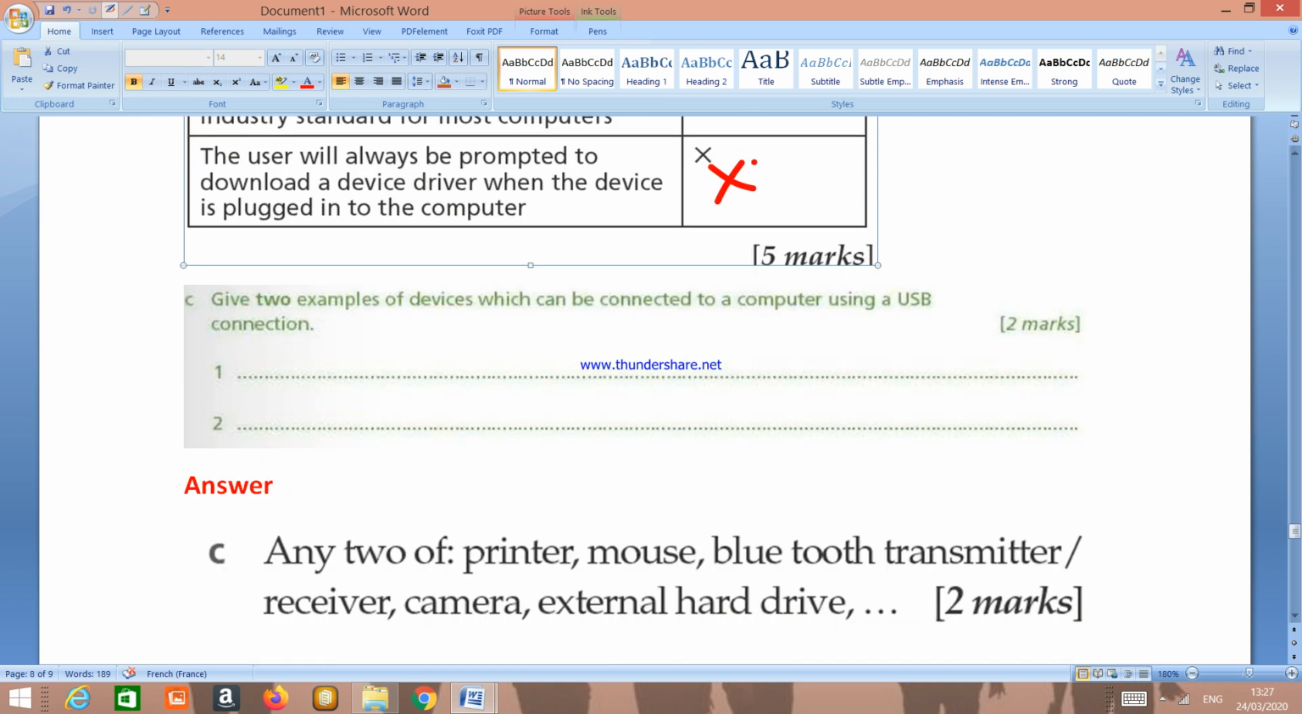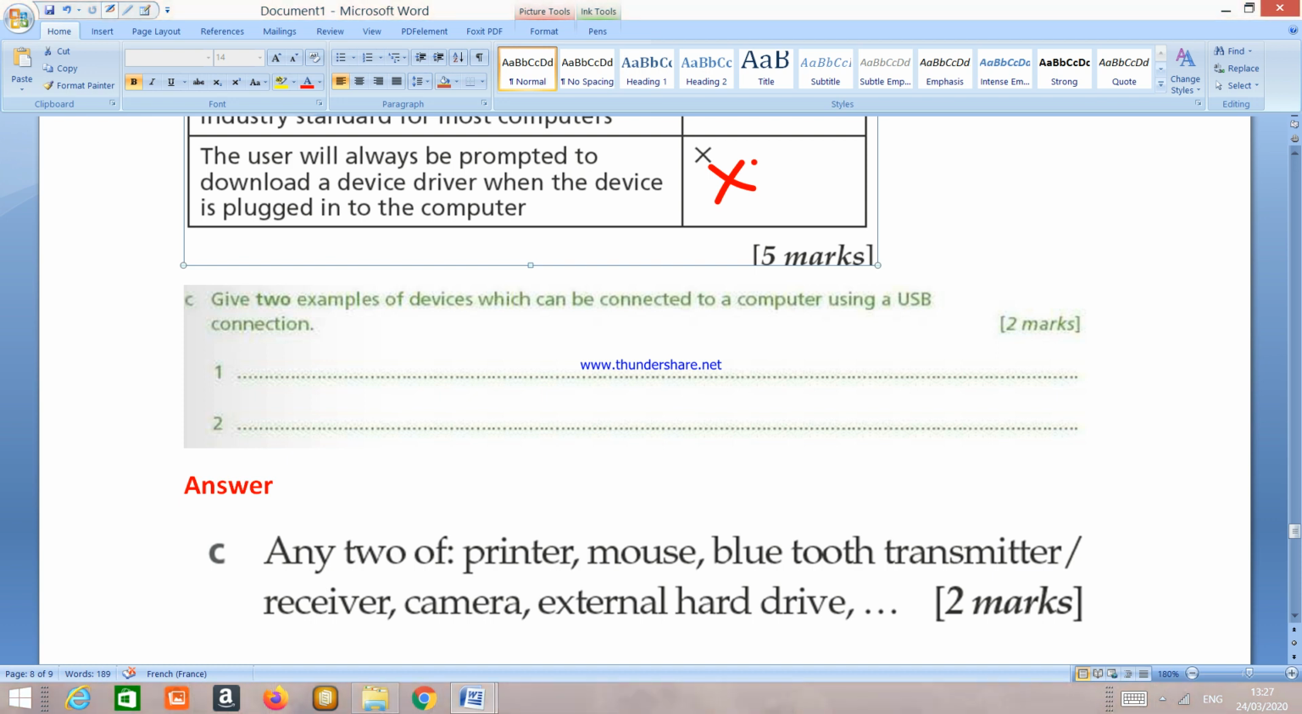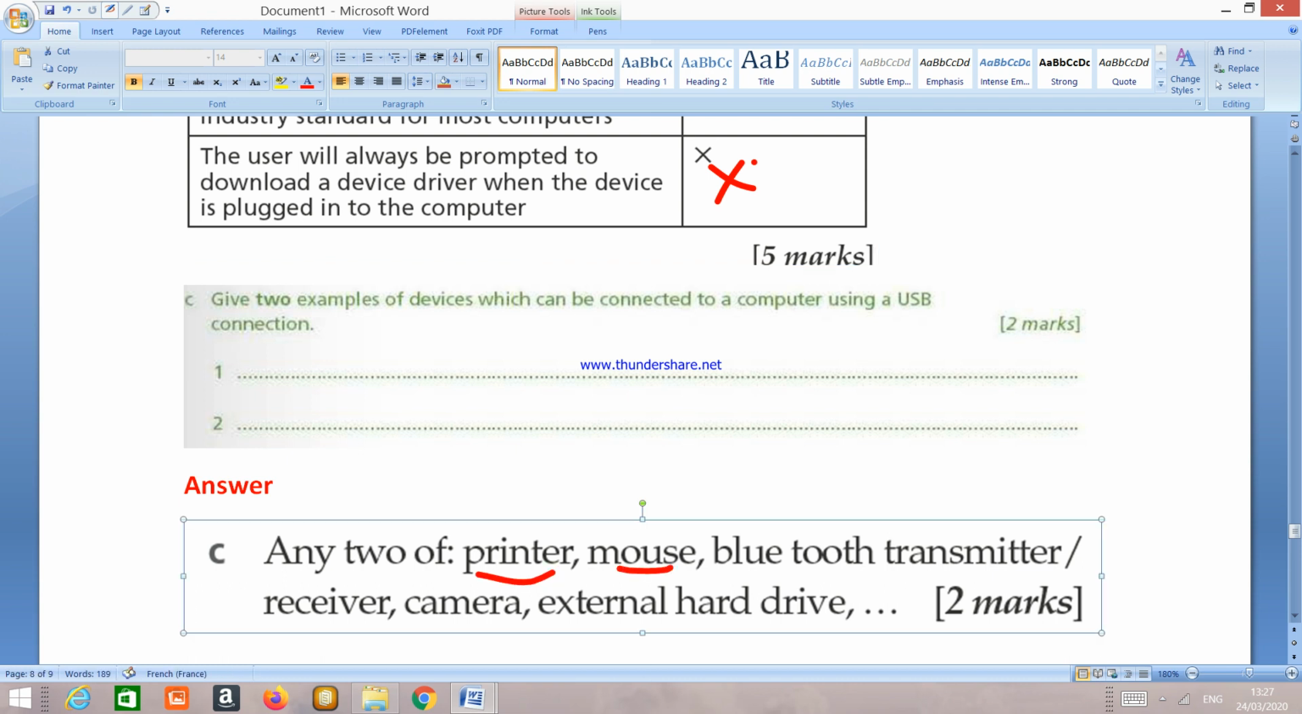Let's look at another question. Give two examples of devices which are connected to the computer using USB connection. Now this one is easy. All of you know printers are connected, mouse, Bluetooth transmitters and receivers, camera, external hard disk. All of these devices are connected with the USB port.